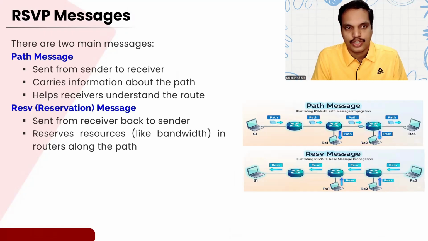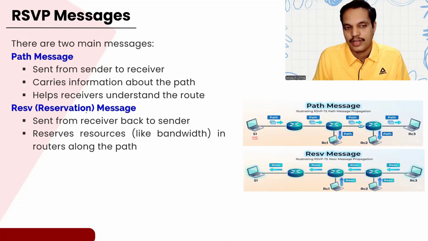The first message is called a path message. The second one is called a reservation message. What do these two things do? Check it out. The path message is sent from the sender to the receiver. Let us assume that S1 is the sender and all these are receivers 1, 2, 3. This path message is sent out and is received by all the receivers in the group. This helps the receivers to understand the route, what are the routers, etc.